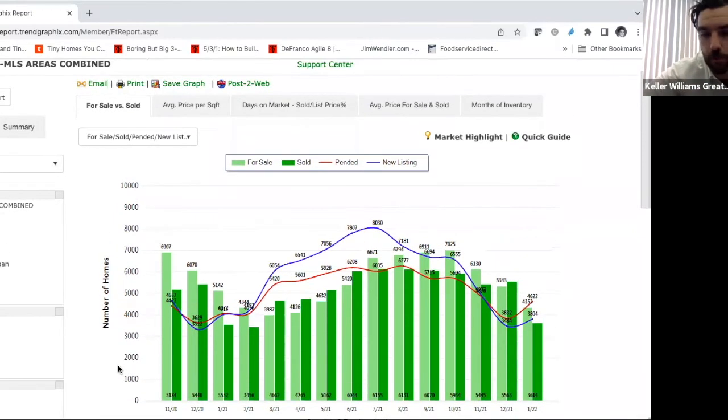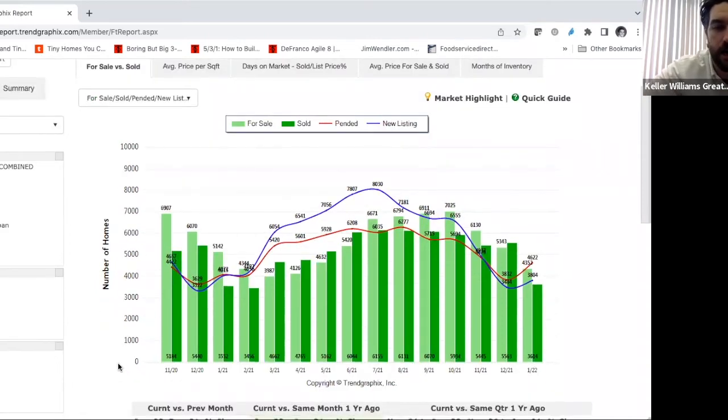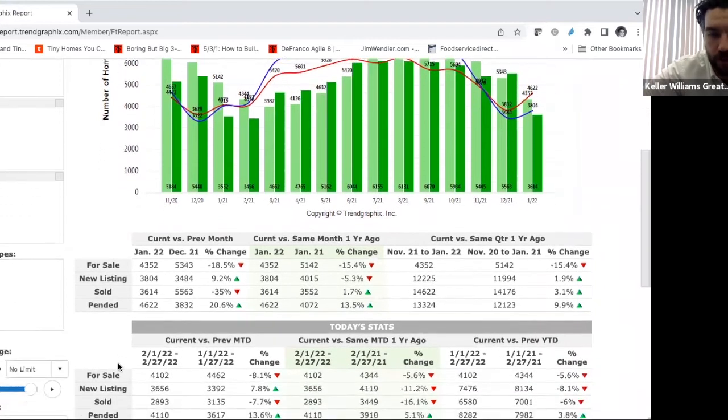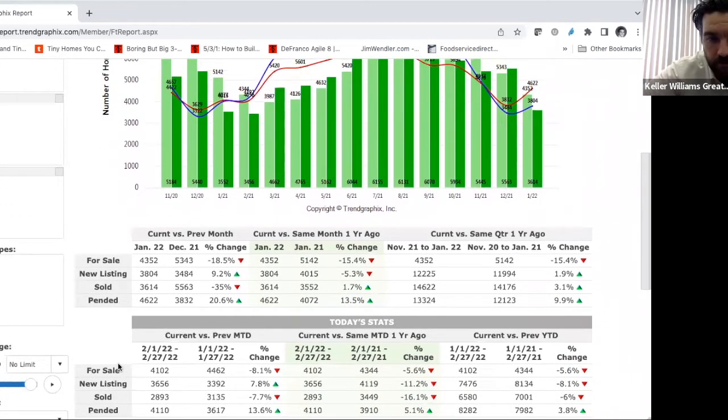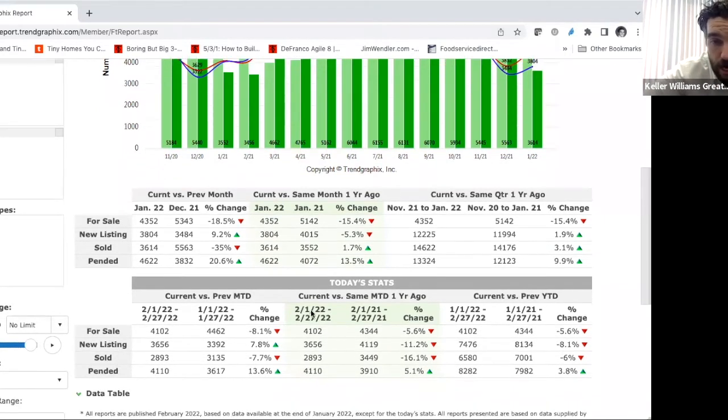So you'll see sometimes we'll report with our market updates. These are unofficial numbers because things will move around a little bit as things close. But then you can also see some real-time data for the current month versus the previous month and the current month versus the same month last year, right? So this is your month-to-date numbers.